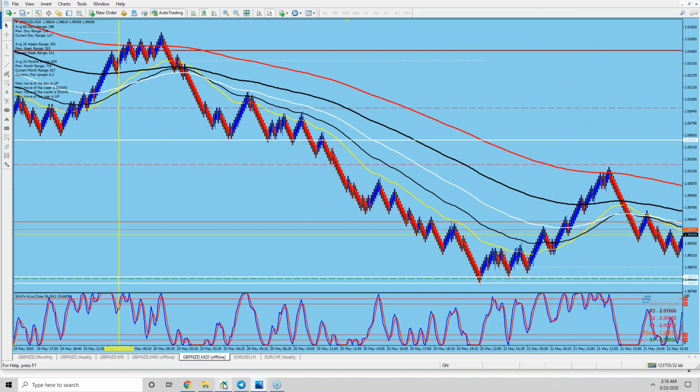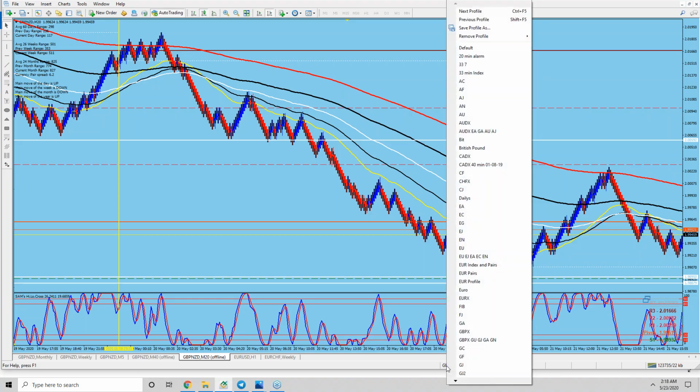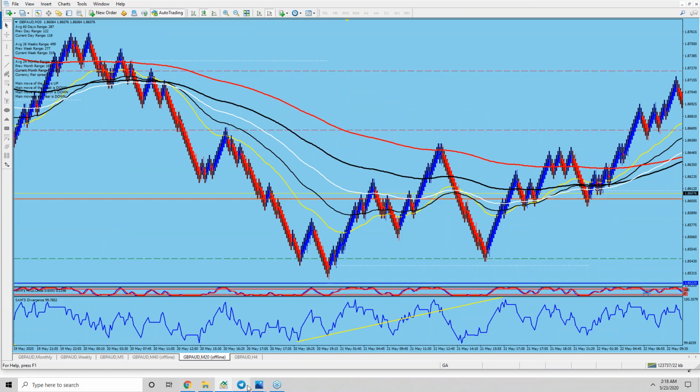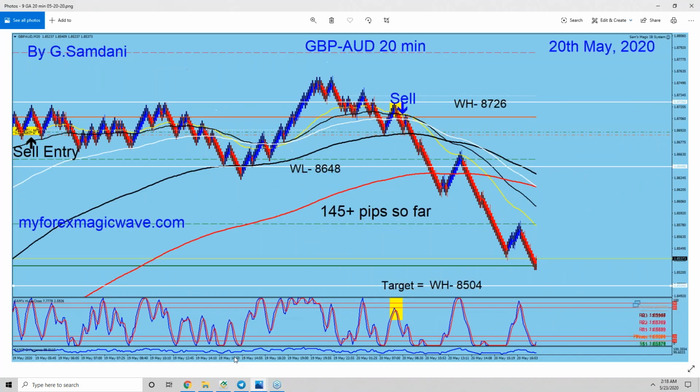Similarly, let's go take a look and analyze the other trade. For example, I'm going to go and take a look at the Pound Aussie. Okay, and the Pound Aussie trade is this. This is a 20-minute chart, and this is the entry here, right? And it went all the way to 145 pip. It was here, and I closed the trade.